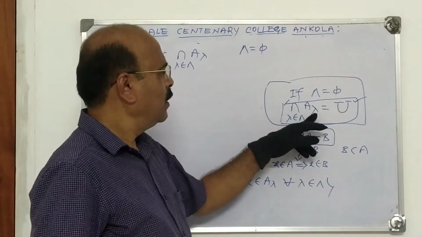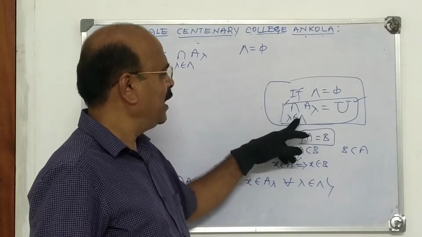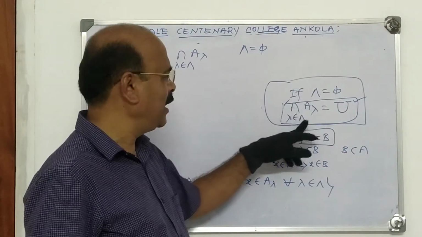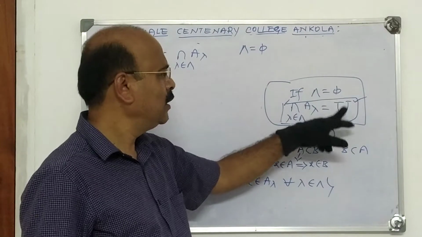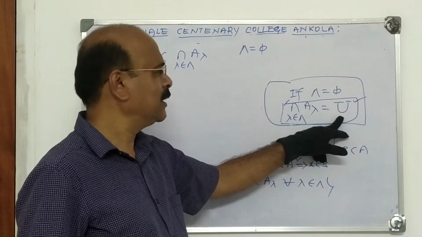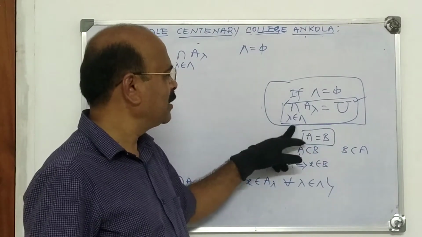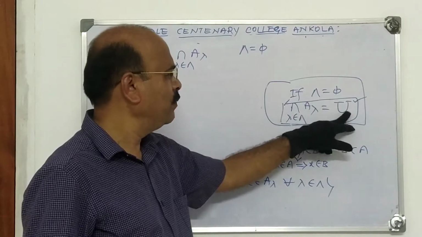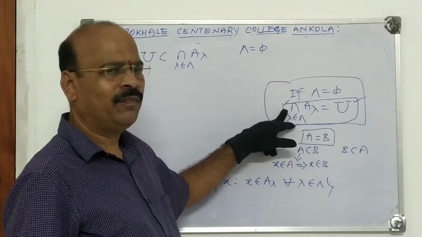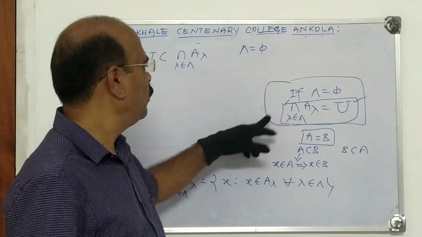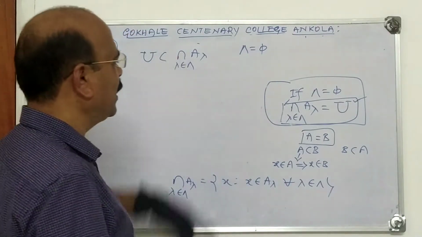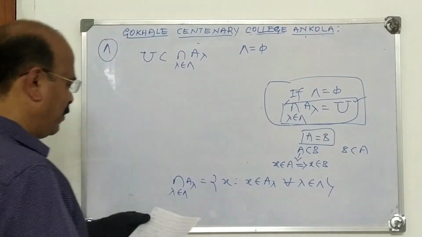Understand? We have to prove that the intersection of A lambda, lambda belongs to lambda, is U. What is U? Universal set. For that, we prove that the intersection of A lambda is contained in U, and U is contained in the intersection of A lambda. First, we prove that U is contained in the intersection of A lambda.